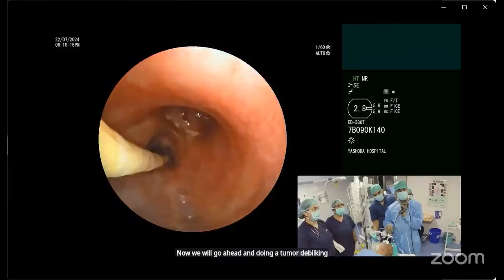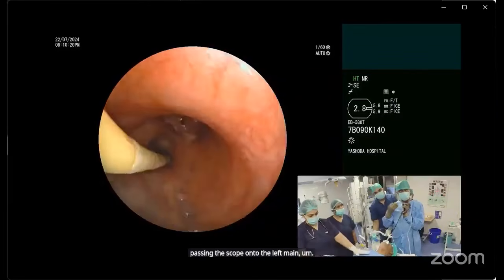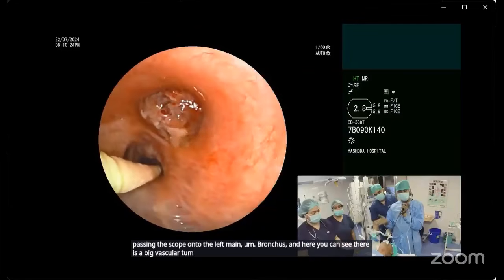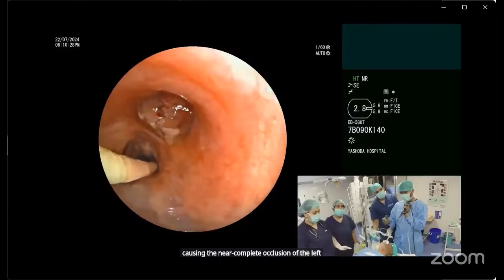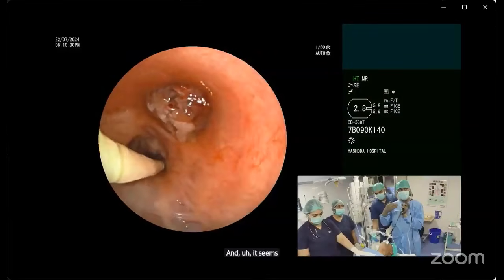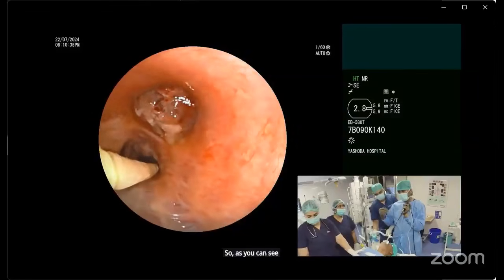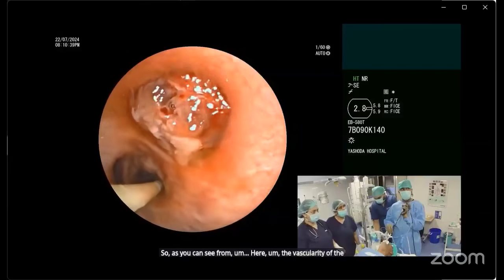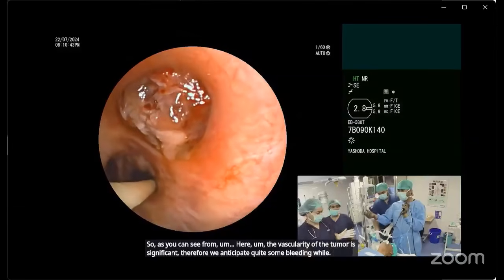Now you can see that I'm passing the scope onto the left main bronchus, and here you can see there is a big vascular tumor which is causing near complete occlusion of the left upper lobe. As you can see from here, the vascularity of the tumor is significant. Therefore, we anticipate quite some bleeding while doing the tumor debulking.